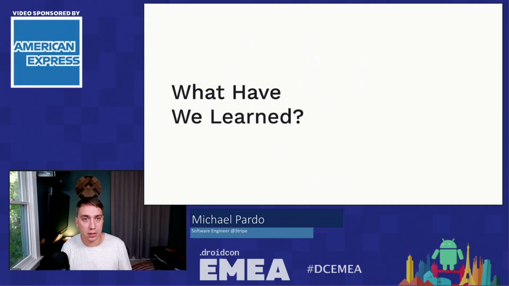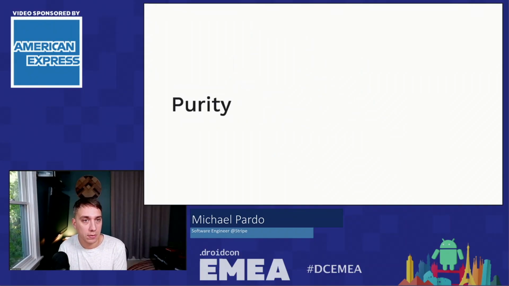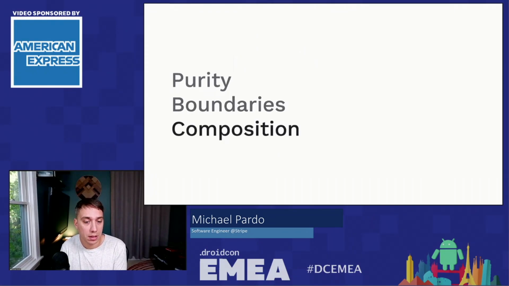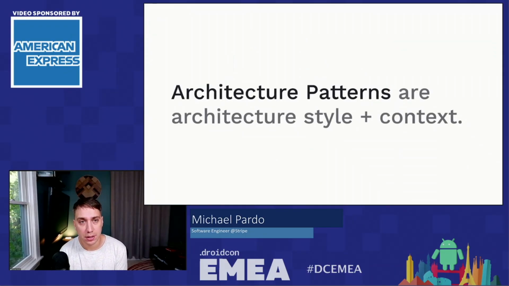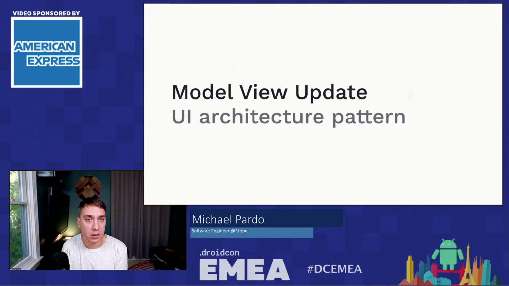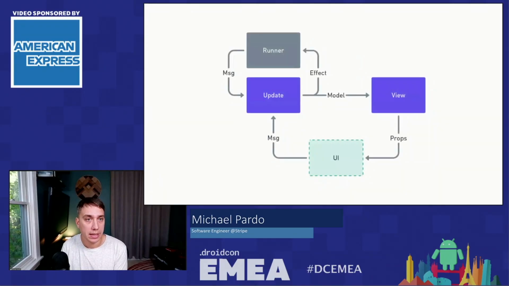So what have we learned here today? Functional architecture favors purity, boundaries, and composition. Architecture patterns are architecture styles within a context. And model view update is the functional architecture style applied to the context of UI management. MVU is a unidirectional UI architecture which keeps code pure by managing side effects, makes testing straightforward and easy, and is highly fractal and compositional.